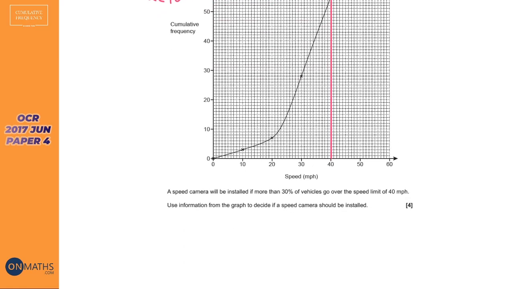So we've got to do 80 take away 55, which is 25. So there's 25 cars not obeying the speed limit. Now we need to see whether that's more than 30%.